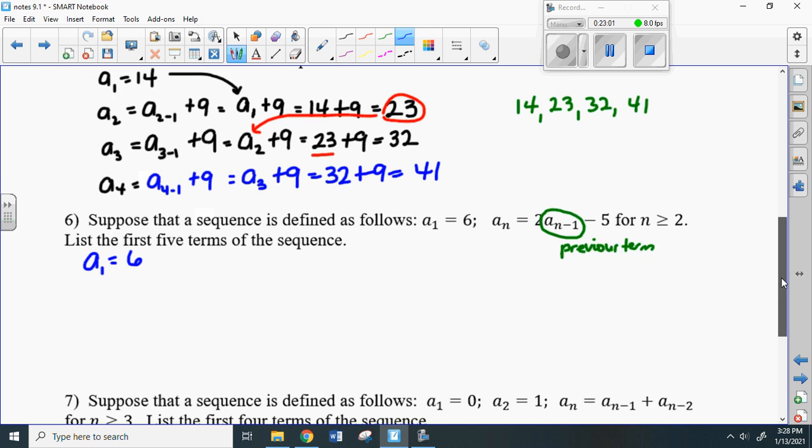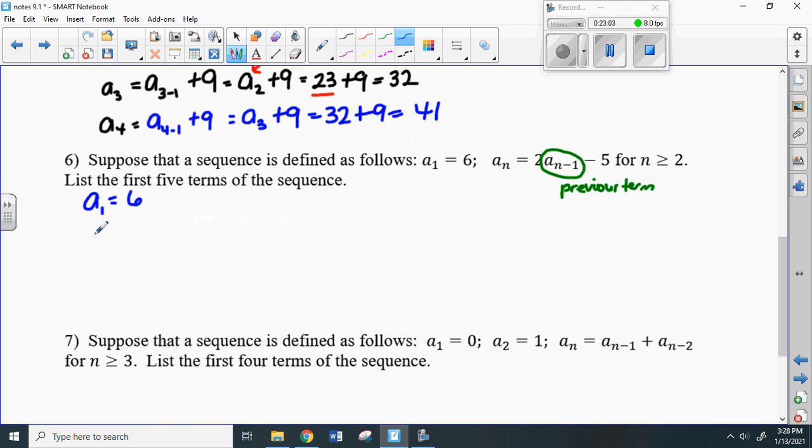And then I'm going to have to find A2, I'm going to space this one out a little bit more, A3, A4, and A5. Okay, now if you want to take the shortcut, you just need to understand that whatever term you want, it's going to be 2 times the previous term minus 5.